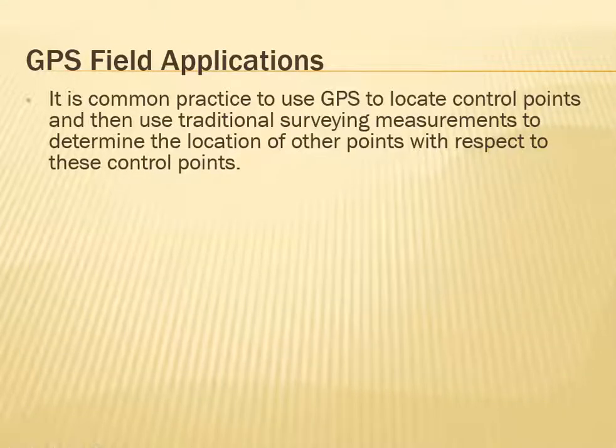So anyway, it is common practice to use GPS to locate control points and then use traditional surveying measurements to determine the location of other points with respect to these control points. One thing that's worth noting is just because you have a GPS and you can use a GPS doesn't mean you need to use a GPS every time for everything. There are reasons not to, sometimes you're inside, sometimes it's a deep forested area, or sometimes you just don't have the right equipment or something.